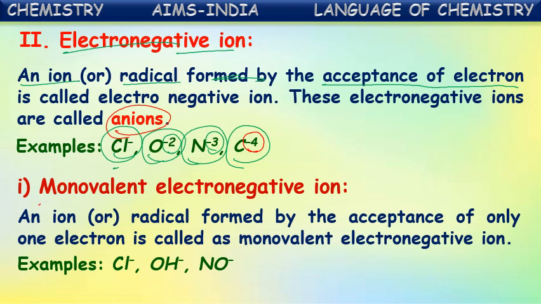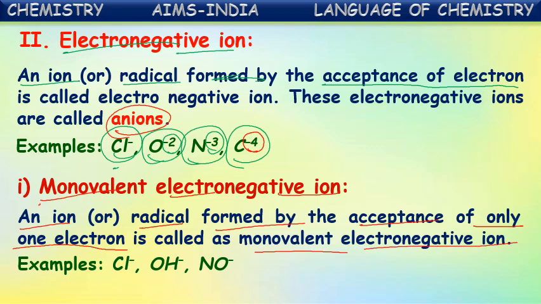See here, monovalent electronegative ion. An ion or radical formed by the acceptance of only one electron is called a monovalent electronegative ion.